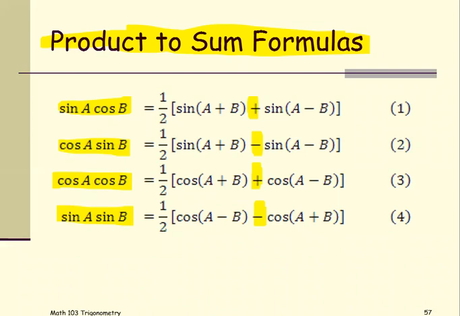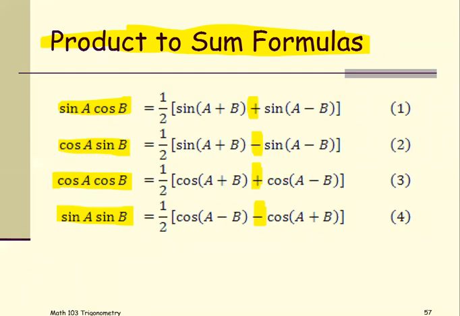The second one is the product of cosine A and sine B is 1/2 multiplied by the quantity sine of the sum AB minus sine of the difference of AB. The third one is the product of cosine A and cosine B is 1/2 multiplied by the quantity cosine of the sum of AB plus the cosine of the difference of AB.